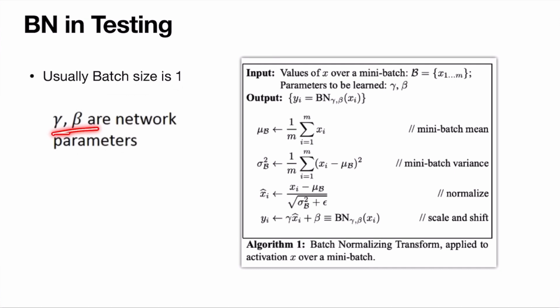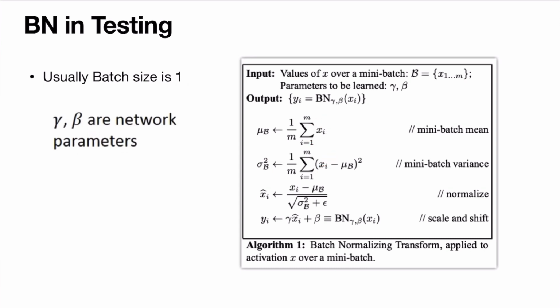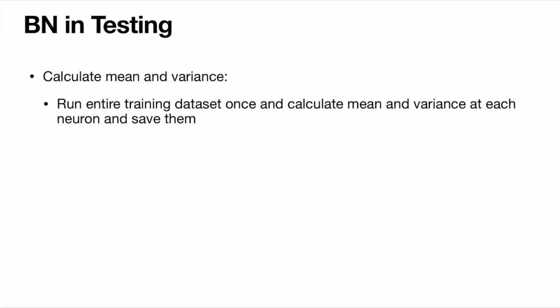Gamma and beta are the learnable parameters. There is no issue with them. We already have these parameters learned during training and we will use the same parameters. But for calculating the mean and variance, we need a set of elements. If it is only one element, you cannot calculate the mean or variance. So how can we do this during testing? How do these expressions work during testing? We need to calculate the mean and variance even during testing, right? So what can we do?